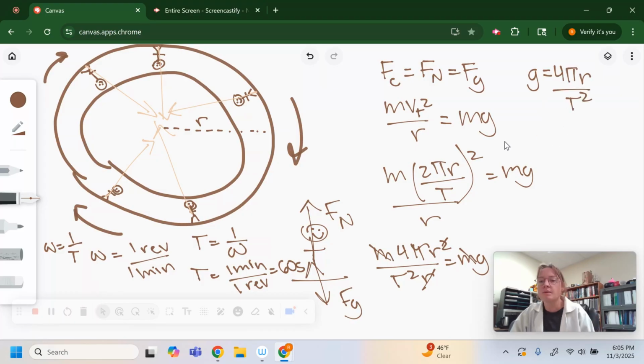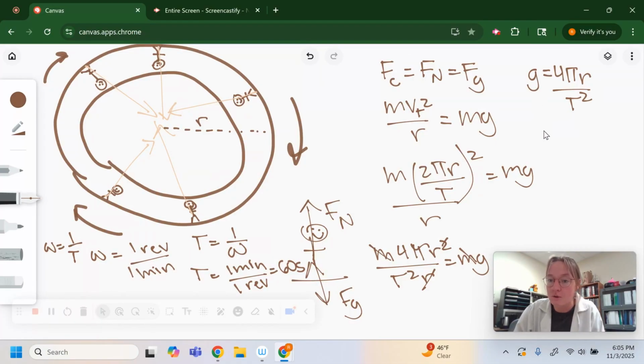Now this is the part where some students say, wait a second, Miss Wilson, you're saying that g depends on the radius of your spaceship and the period of the spaceship? Remember, we're not talking about real g here. This is fake gravity. This is gravity that we're inventing. We can invent gravity so that g is whatever we want it to be, but g really deep down represents the centripetal acceleration of each person. So we're trying to make the centripetal acceleration of every person equal to g.